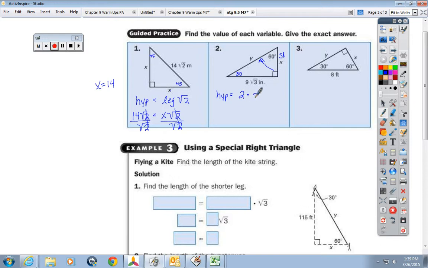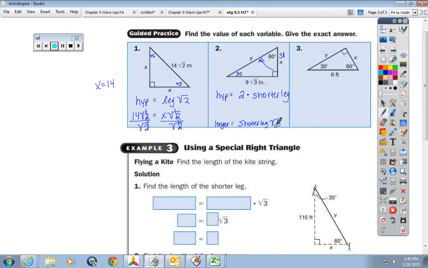But do I know what the shorter leg is? Do I know what the hypotenuse is? So can I use this one yet? No. Okay, so what is the other thing I know? I know the longer leg equals the shorter leg times the square root of 3. Do I know what the longer leg is? Yes. What is it? 9 times the square root of 3. So I'm just going to write it like that, 9 times the square root of 3.